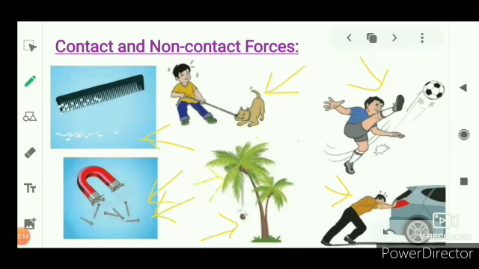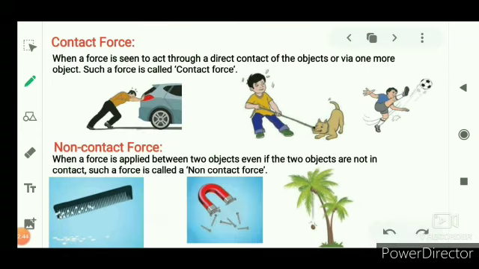In this figure also, the coconut is falling down to the earth due to the gravitational force, even though there is no contact between the earth and the coconut. The coconut is so high up and the earth is so far below, so there is no direct contact at all, yet the coconut is attracted towards the earth. So gravitational force is an example of non-contact force. Clear? Now we will see the definition of contact force and non-contact force.